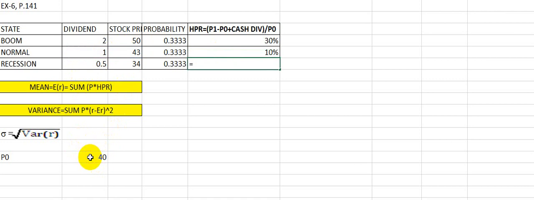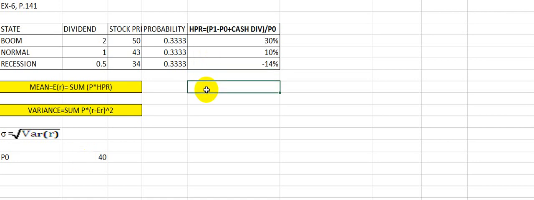And finally, for a recession, the holding period rate of return will be equal to $34 as P1 minus $40 as P0 plus $0.5 of cash dividend divided by P0, and holding such a stock will have a negative return of 14%. That was step 1. Step 2, we need to calculate the expected return and variance followed by the standard deviation.